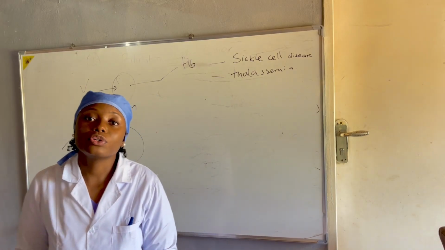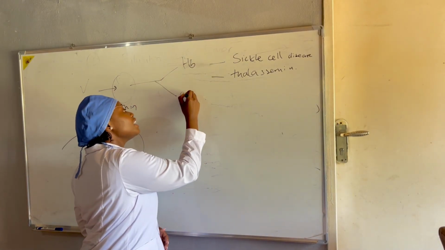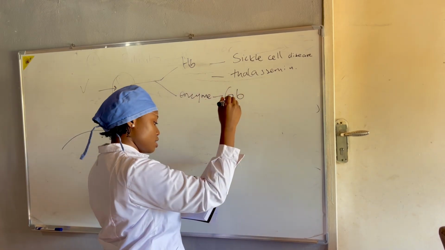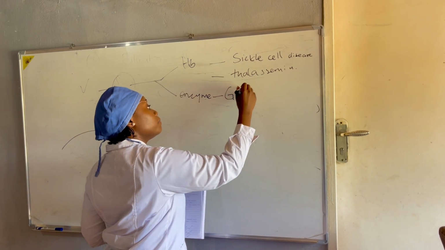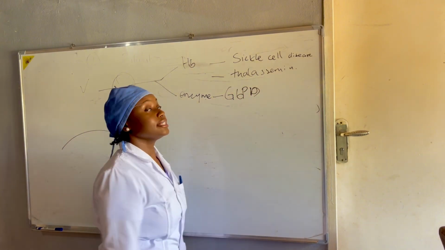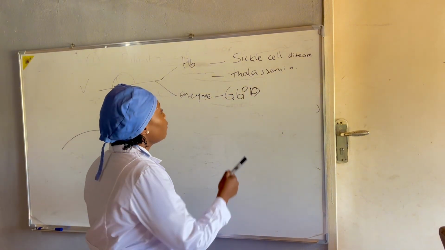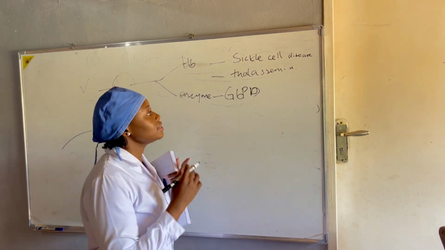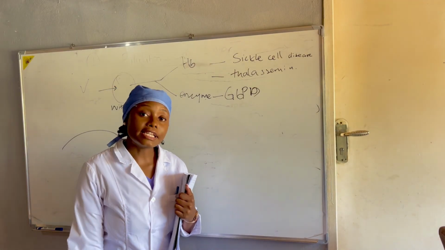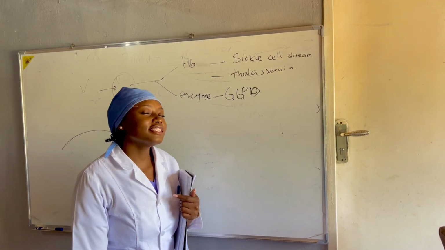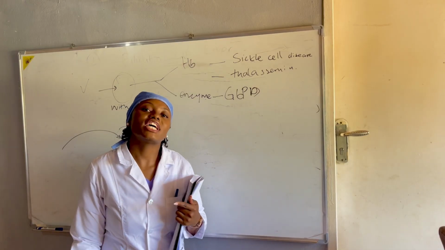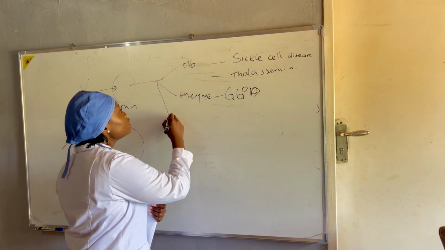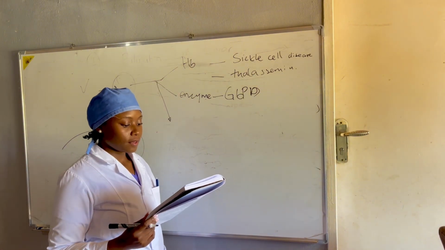The next issue could be an enzyme that we call G6PD. Some people do not have this enzyme. Well, this enzyme is very, very important because it helps the cell to survive oxidative stress. So if the cell cannot survive oxidative stress, that means it will die quickly. Get it? Okay. We move on to the next factor, the cell membrane.